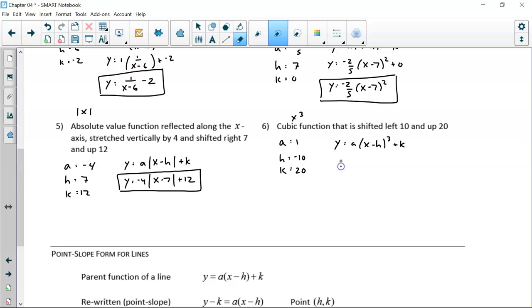So y equals 1, which we don't really need, times x minus negative 10 cubed plus 20. So we write that again, y equals the quantity of x plus 10 cubed plus 20.